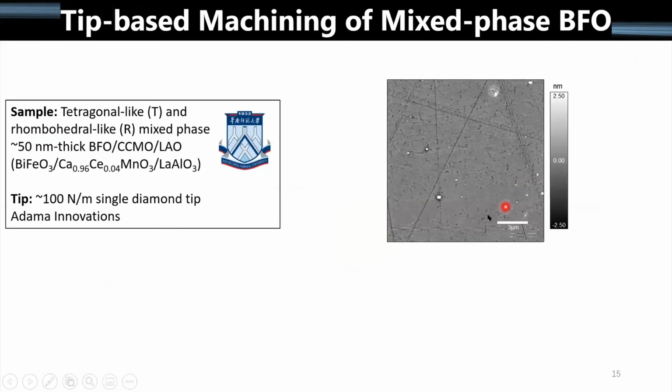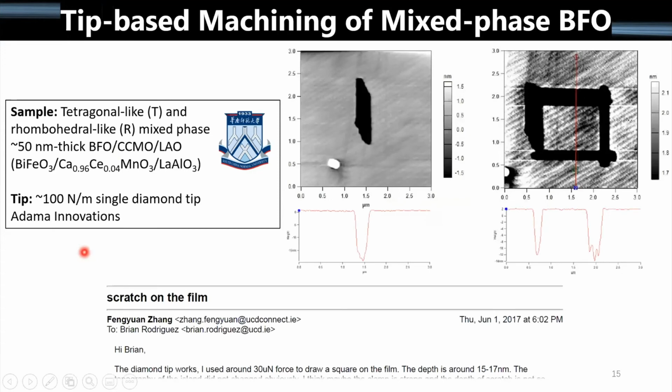So what we proposed doing was using that same film that we've been talking about before. It has an overall nice structure, and it has this mixed phase structure. It's about 50 nanometers thick, and we were using a tip that's 100 newtons per meter. And this work goes back to at least 2017, and I think this was the first data that Feng Yuan got, where she was able to just make a scratch, make a box, and from there we started exploring it in greater detail.